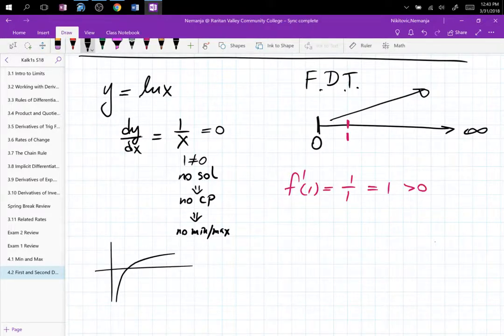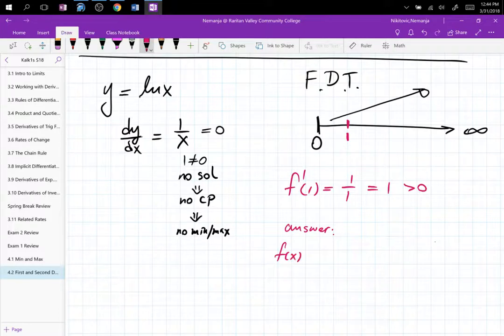Should I say, of course it's increasing? That's what it looks like. So the answer: f of x is increasing on 0 to infinity. That's the entire domain. You can actually spell out "is increasing on its domain, entire domain," whatever. But you can also just put the interval, which is much faster than spelling out all those words.